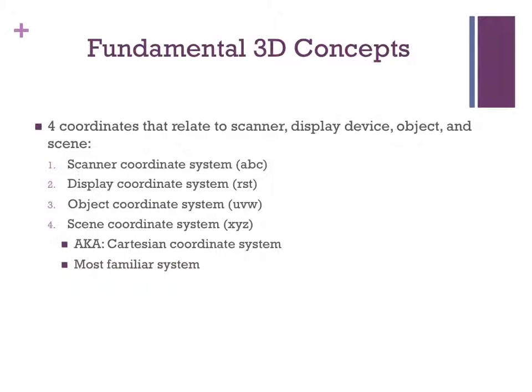There are four coordinate systems that relate to the CT scanner: the scanner, the display device, the object, and the scene. Refer to figure 13.1 on page 311 of your book. These coordinate systems include the scanner coordinate system, the display coordinate system, the object coordinate system, and the scene coordinate system. The most familiar system is the XYZ, which is the scene coordinate system, also known as the Cartesian coordinate system, as it is sometimes referred to.